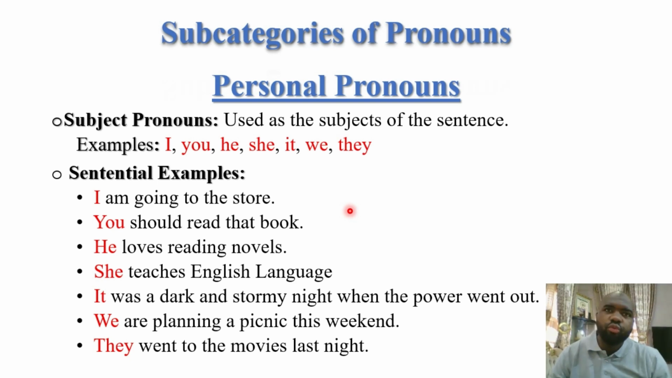For example, when I'm talking to you and we're having a conversation, then suddenly someone passes by and hears us saying he loves reading novels. That person passing by has no idea of the topic of discussion and the person in question, so he may ask, who loves reading novels? But since you and I already have an idea of what we are talking about, there's no point in us repeating names.